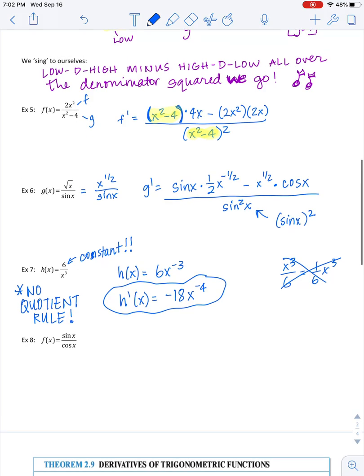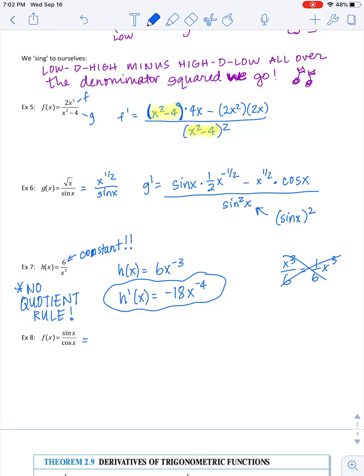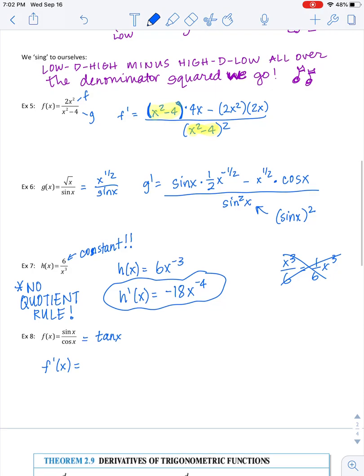So example 8 is what takes us on this little tour to learn about the derivative of the other trig functions. So if you're not aware, sine over cosine, right, that is the tangent function. So when we use the quotient rule here, we're actually going to establish what the derivative of tangent is. And it's going to have its own little rule that we're going to memorize going forward. So the derivative here is low, d high, minus high, d low, all over the denominator squared we go.